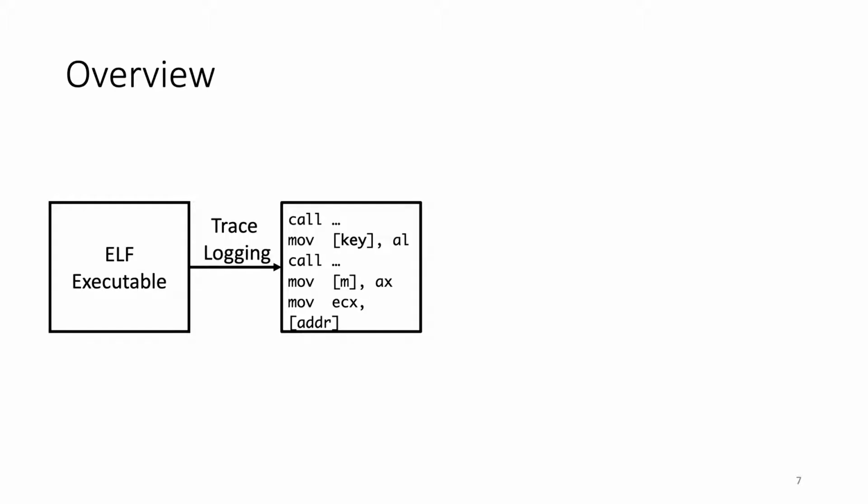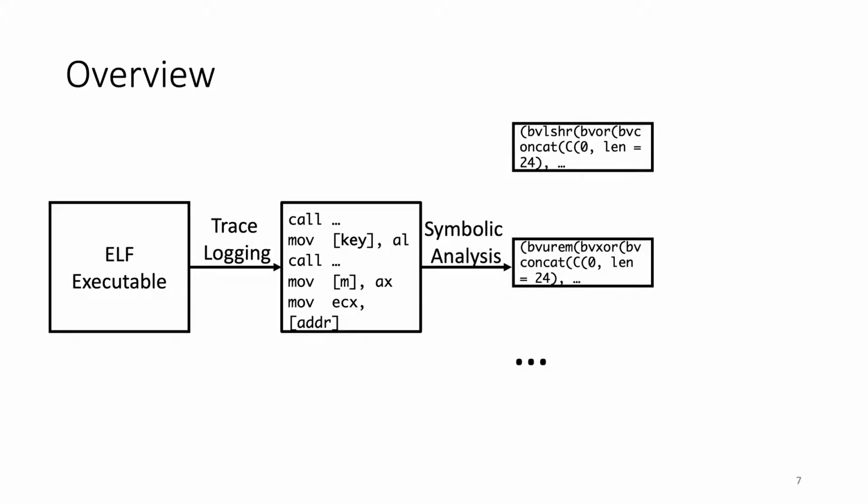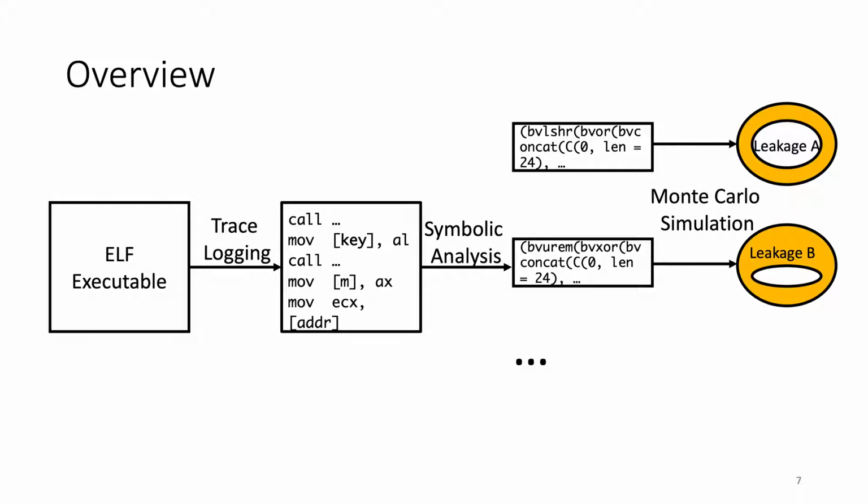Here is the overview of Abacus. It takes a binary executable as the input. After that, we run the binary and record the execution traces. Next, we run the symbolic analysis of the execution traces and construct formulas that represent each potential leakage site. Finally, we run Monte Carlo sampling to estimate the remaining search space and get the amount of leaked information. In this example, leakage B leaks more information than leakage A because the remaining search space of leakage B is smaller than the remaining search space of leakage A.